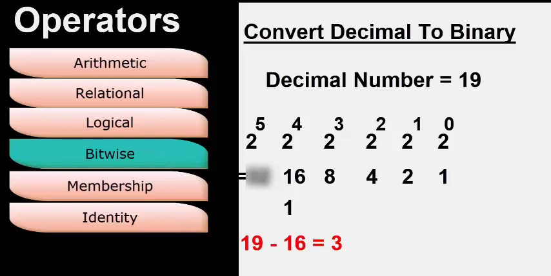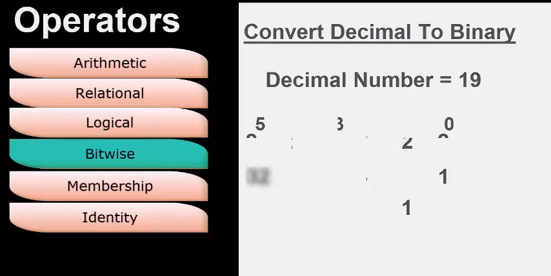4 is greater than 3, so we write 1 below 2. Now we minus 3 and 2 and get the answer as 1. So write 1 below 1. Below all the other values, we write 0. Thus we get the binary number 1, 0, 0, 1, 1 for decimal number 19.